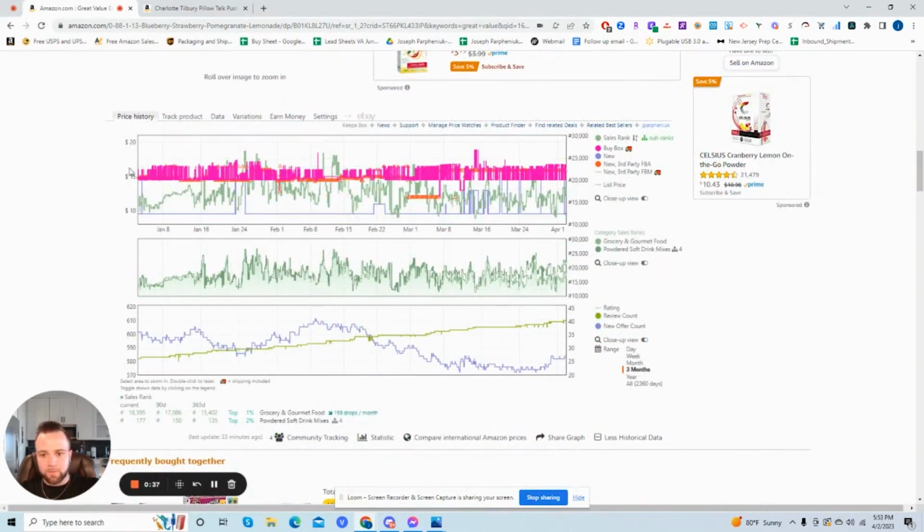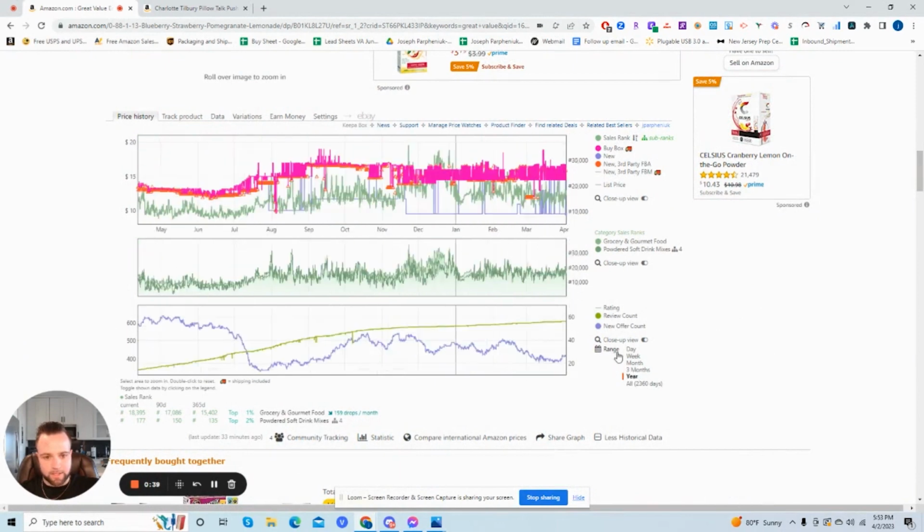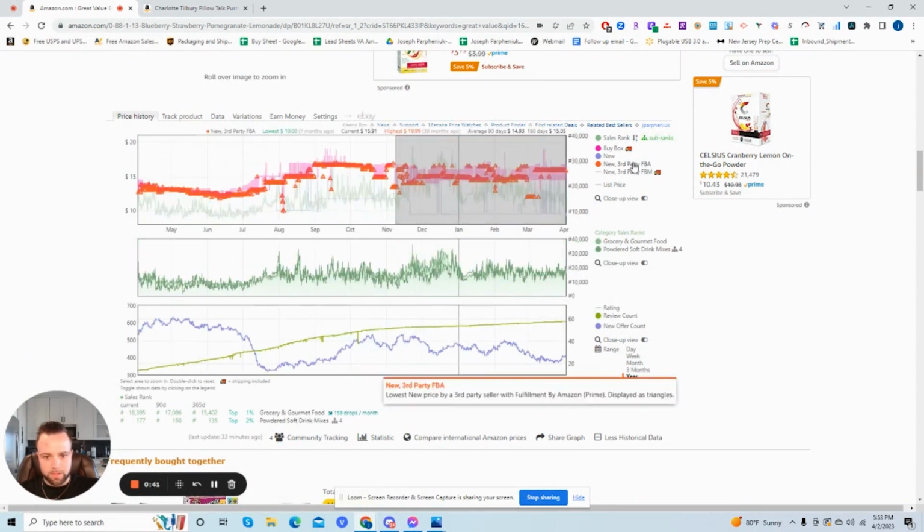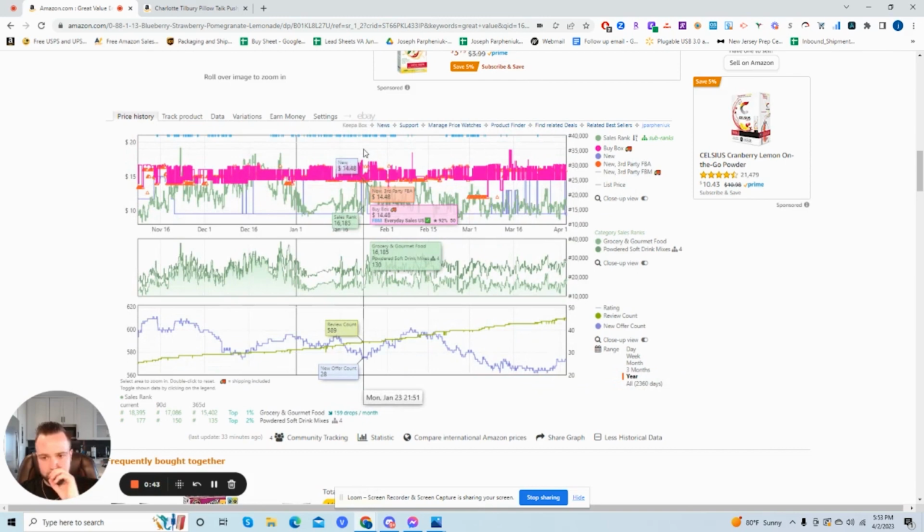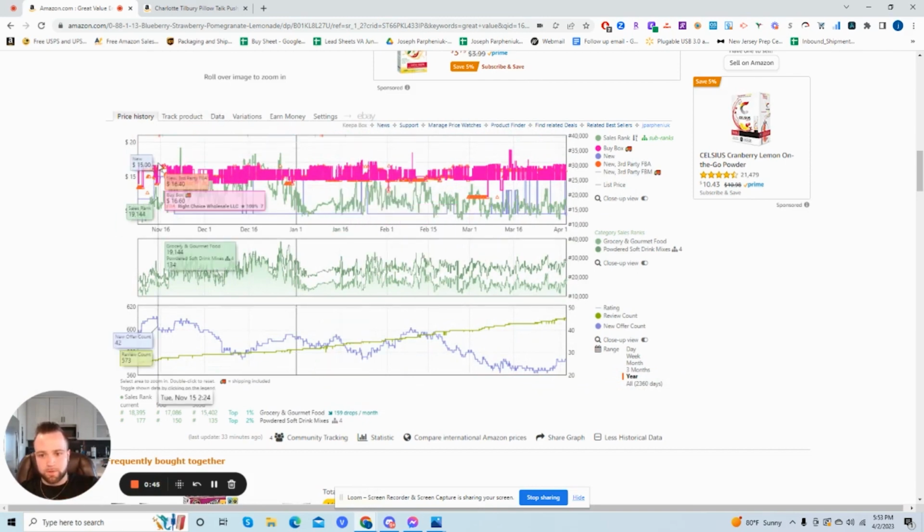So the first thing we've got to point out here is, let's go to around a 6-month span. So we see that the lowest FBA price here is $13.99 and the highest is $16.49. You want the buy box. So you want to be priced at $16.49, not the lowest at $13.99. You're leaving money on the table if you're not going for the buy box.